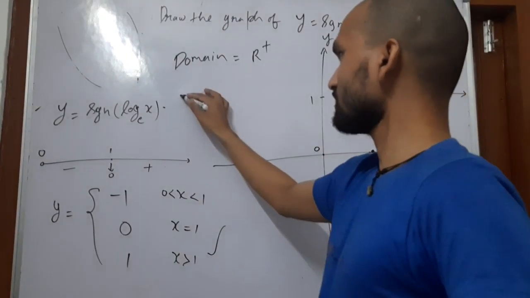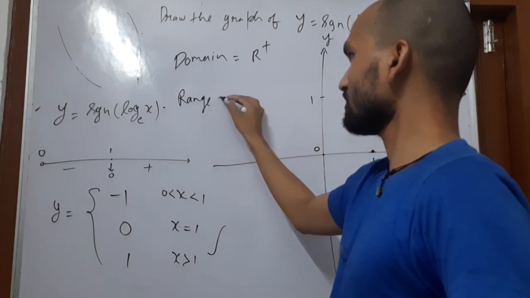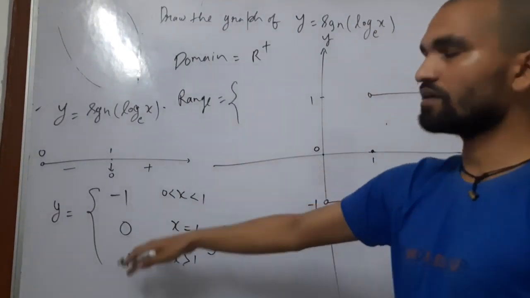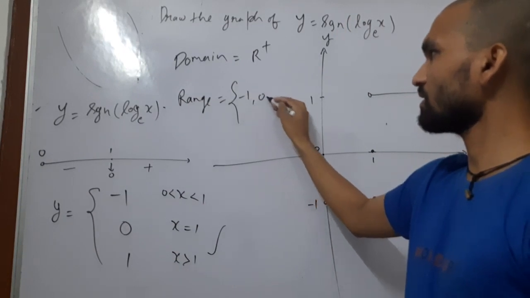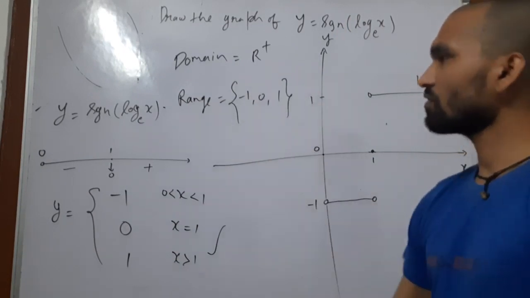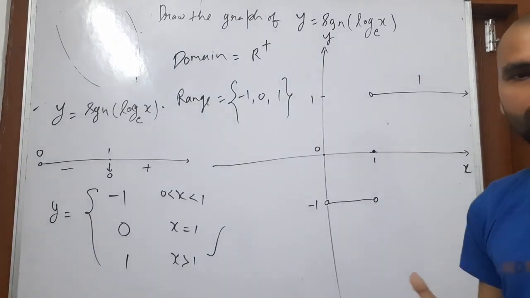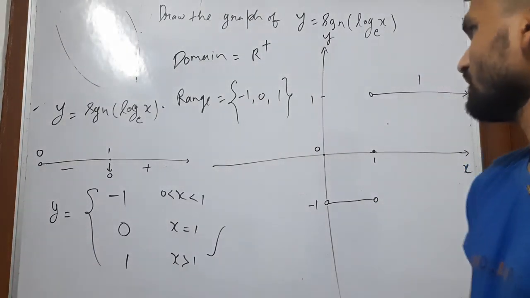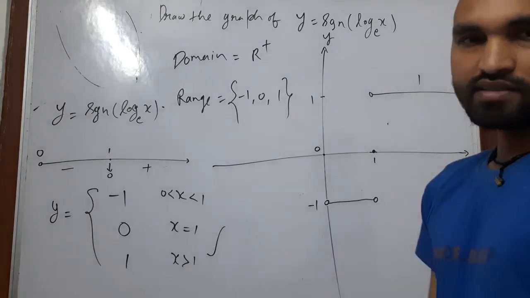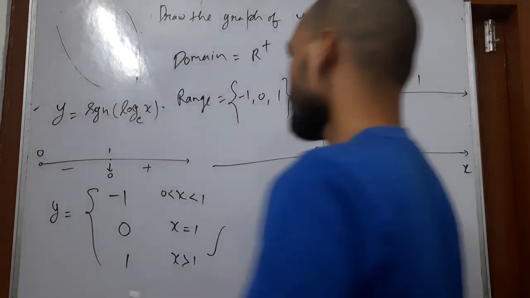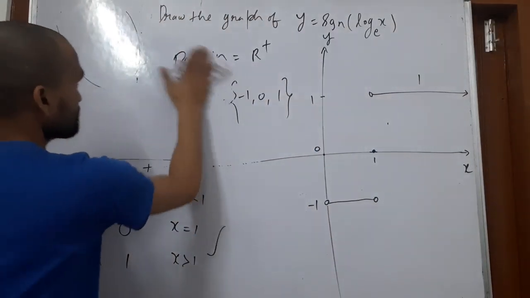And what is the range? Similarly, only 3 values of y are obtained, that is -1, 0 and 1. So the domain is all positive real numbers and the range is -1, 0 and 1. Particular elements are taken. Now let us take another question.